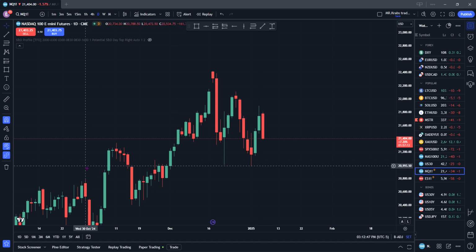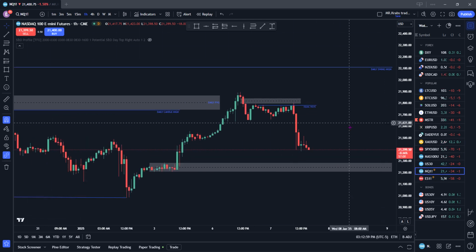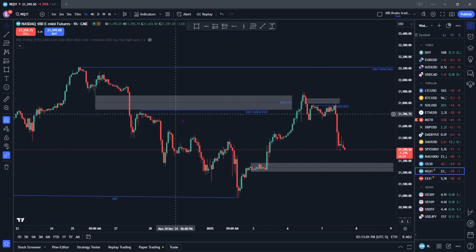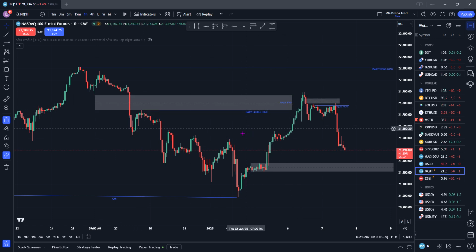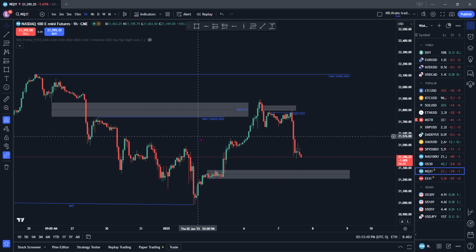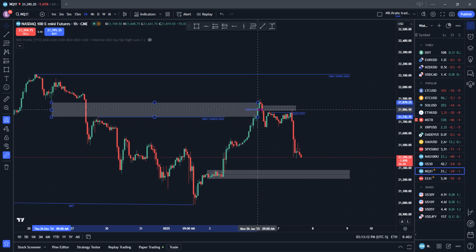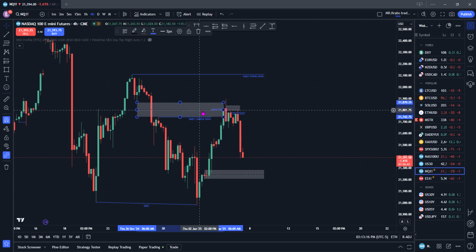So I actually hid my drawing, so it's not so complicated. It looks pretty simple. But I'm going to enable my drawings here in a second. If you remember from yesterday, I had a couple drawings here. We have the daily fair value gap, and then we have the daily candle high right here, one of the daily candle highs. As you can see, the market is perfectly respecting this daily fair value gap from the 4-hour, perfectly respecting the 50% mark.